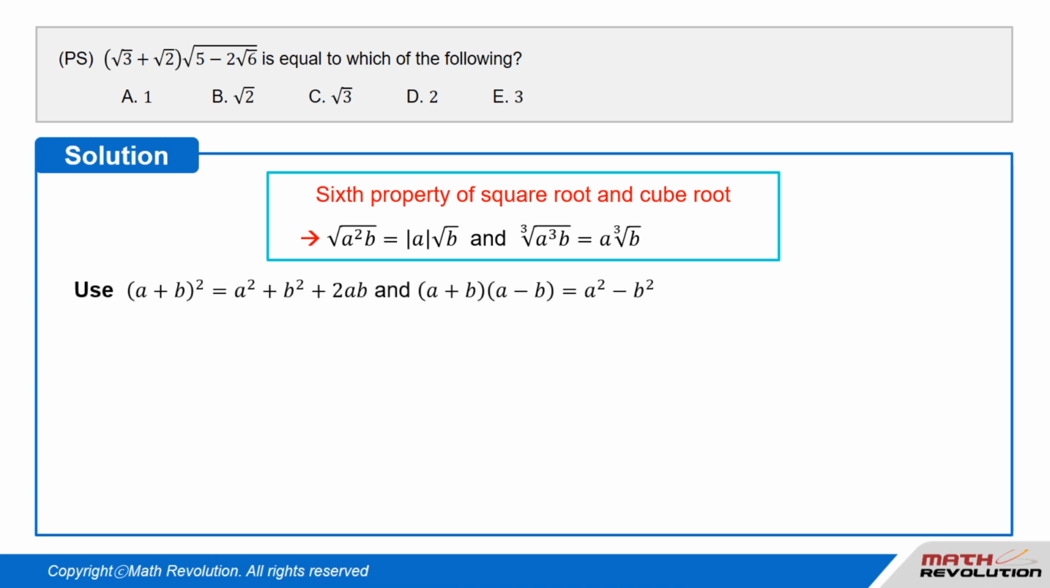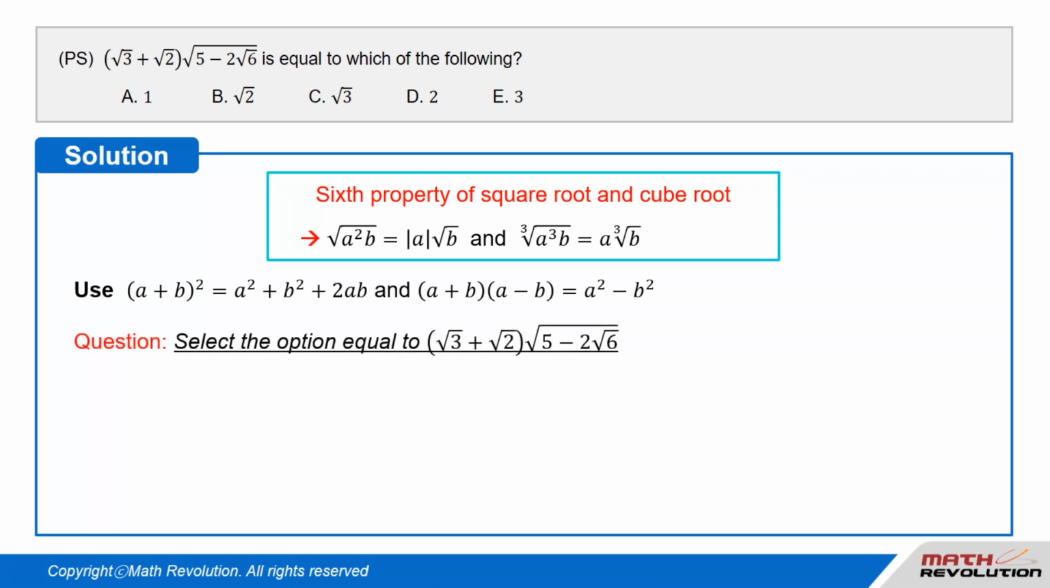We will make use of the equations (a + b)² = a² + b² + 2ab, and (a + b)(a − b) = a² − b². We are required to select the option that is equal to (√3 + √2) times √(5 − 2√6). This is a logic-based question that frequently appears on the exam, so make sure you understand how to solve this type of question.